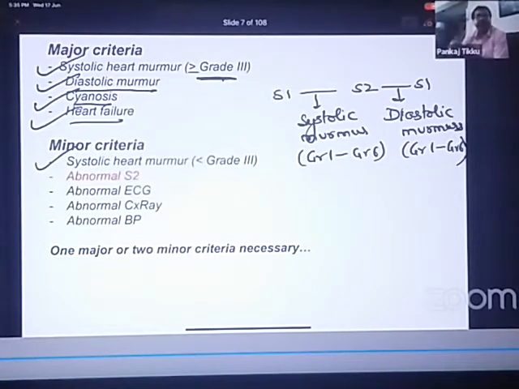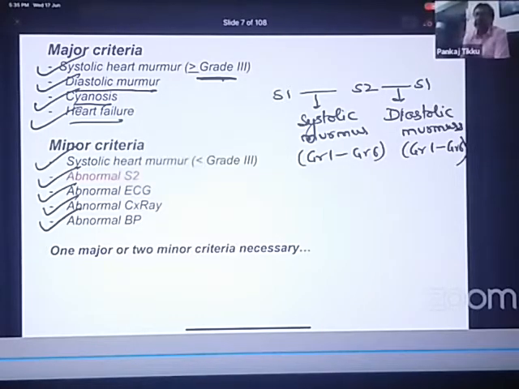Systolic heart murmur which is less than grade 3. Then abnormal second heart sound, there is abnormality in the second heart sound. Abnormal ECG, abnormal X-ray, abnormal blood pressure. So at least 2 out of these 5 criteria or 1 out of the major criteria. So any one of the major criteria, or any 2 of the 5 minor criteria can indicate the presence of a heart disease in a child.